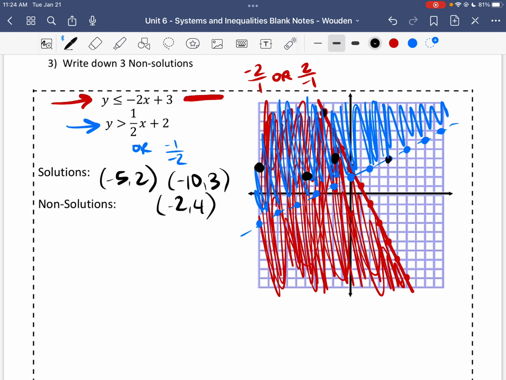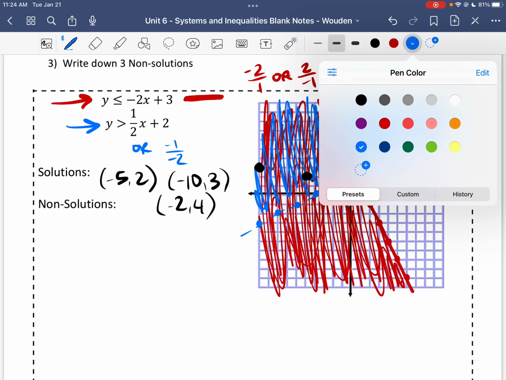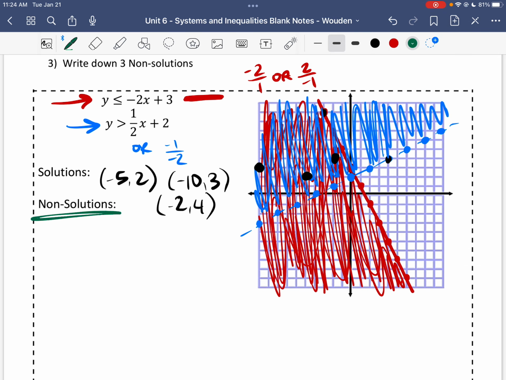Okay, now it wants us to find non-solutions. Okay, non-solutions meaning it does not fall in our shaded area. Well, we could do 0, 0. 0, 0 is not in my shaded area. We could do, let's see, 3, 1. That is not in my shaded area.